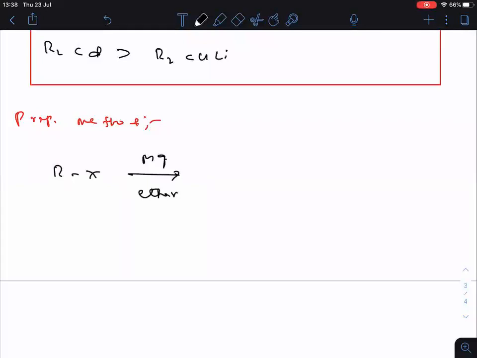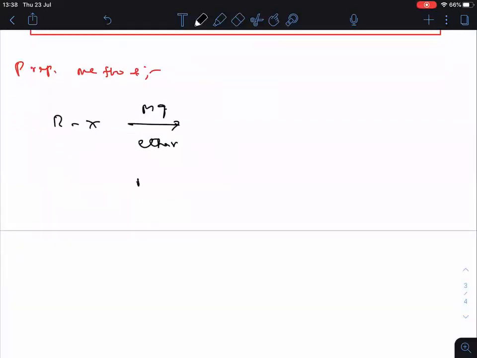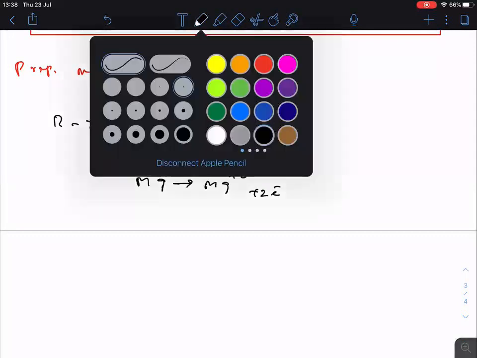Clear, everyone? Now see clearly, this magnesium is there. Magnesium's valence shell contains 2 electrons, so it will lose 2 electrons. Magnesium is a metal, and a metal has to lose electrons. Magnesium will lose 2 electrons since its valence shell contains 2 electrons. Followed?